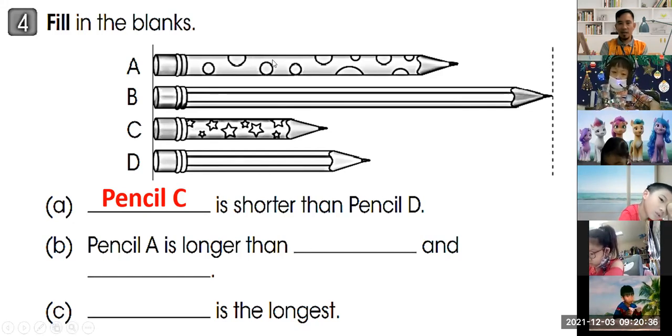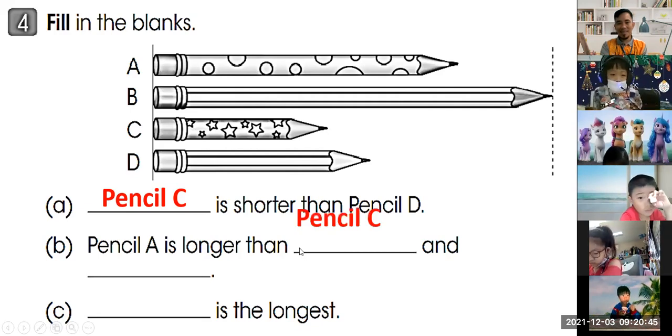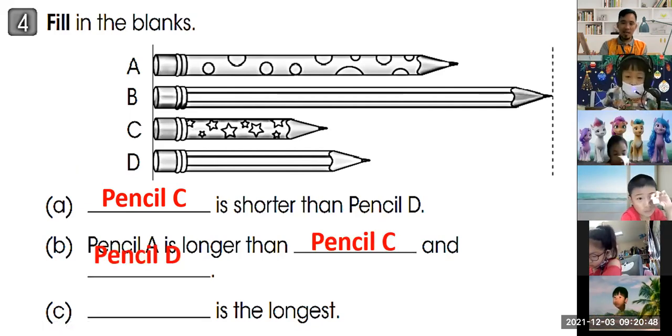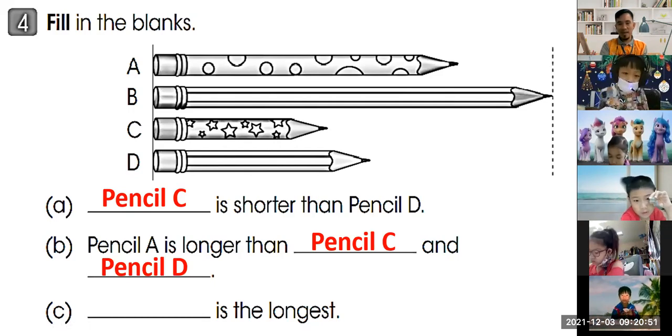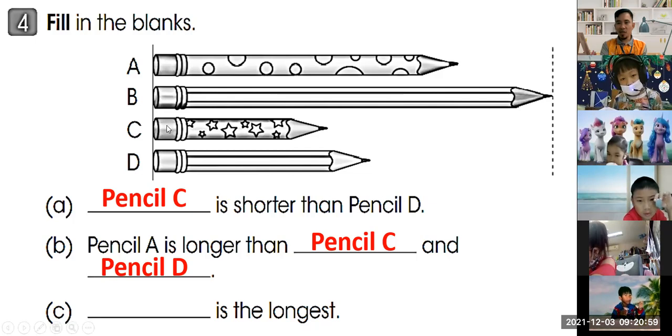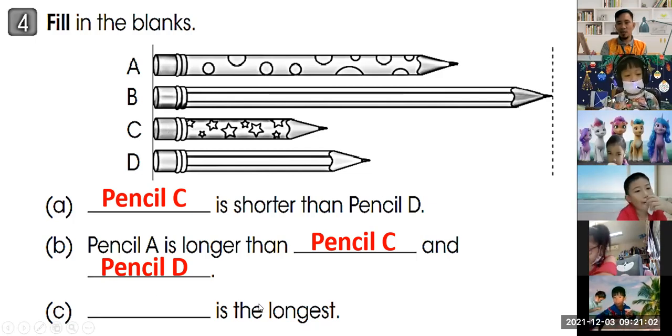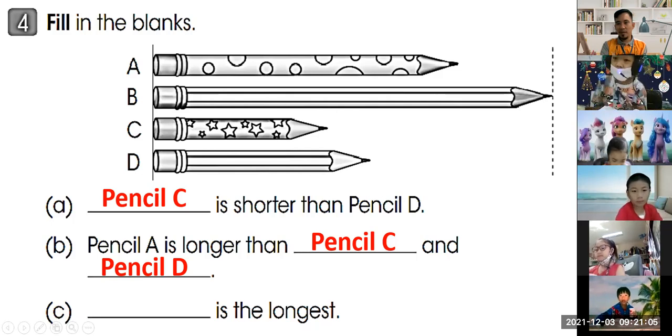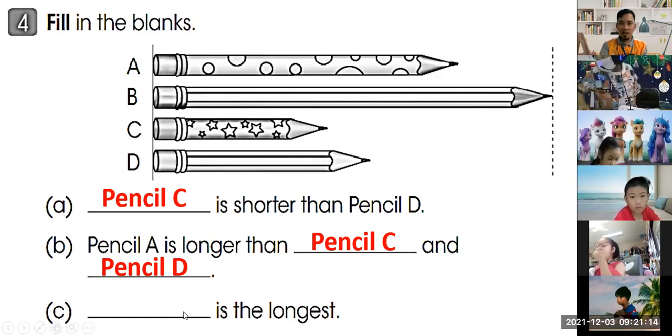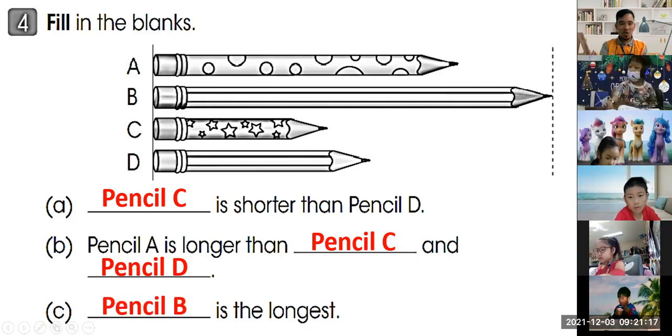This is pencil A, right? So pencil A is longer than pencil D and pencil C, or pencil C and pencil D. Okay, so letter A. Pencil A is longer. And what is the longest pencil? Pilot, what is the longest pencil here? What pencil? Pencil B. Very good. Thank you, Pilot. So Pilot says that the longest pencil is pencil B. Very good job. Thank you.